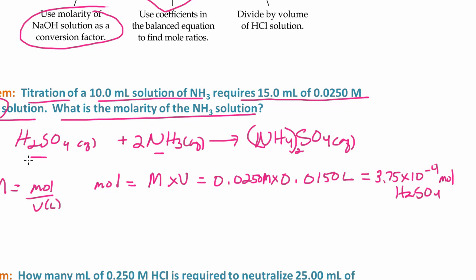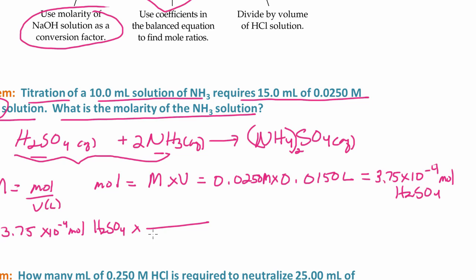So now that I know the moles of sulfuric acid, I can go ahead and relate that to the ammonia using my balanced equation. So I have 3.75 times 10 to the -4 moles of sulfuric acid. And from my equation, I know that 1 mole of sulfuric acid will react with 2 moles of ammonia. So let's see, I'll just multiply that by 2, and I end up with 7.5 times 10 to the -4 moles of ammonia. So now I can determine the molarity.